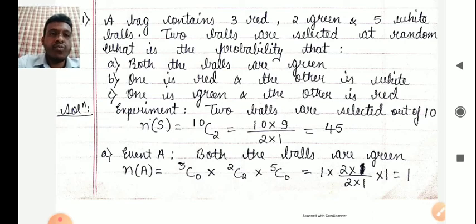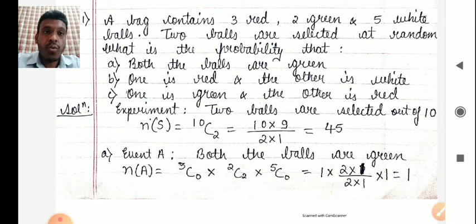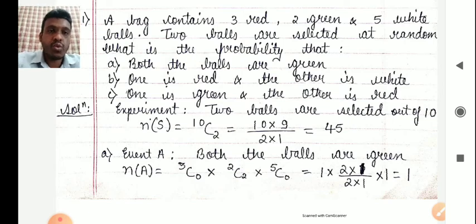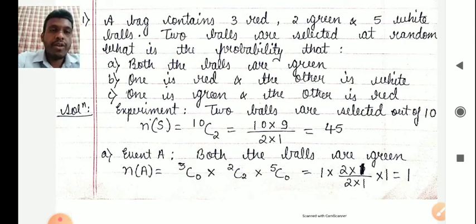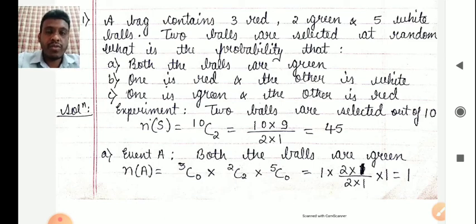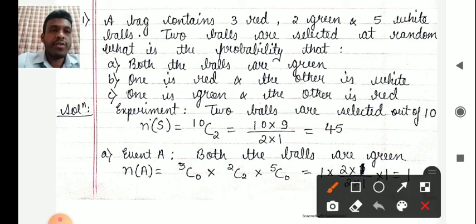3C0 is 1 multiplied by 2C2. Start with 2, go up till 1, and only 2 digits you should have. So 2 into 1 divided by, start with 2 in the denominator because the bottom number is 2 here. So you have 2 into 1 multiplied by 5C0, which is always equal to 1. So the answer is equal to 1. So both the balls are green in color. Answer is 1. Somehow I have forgotten to write it. So n of A is 1.